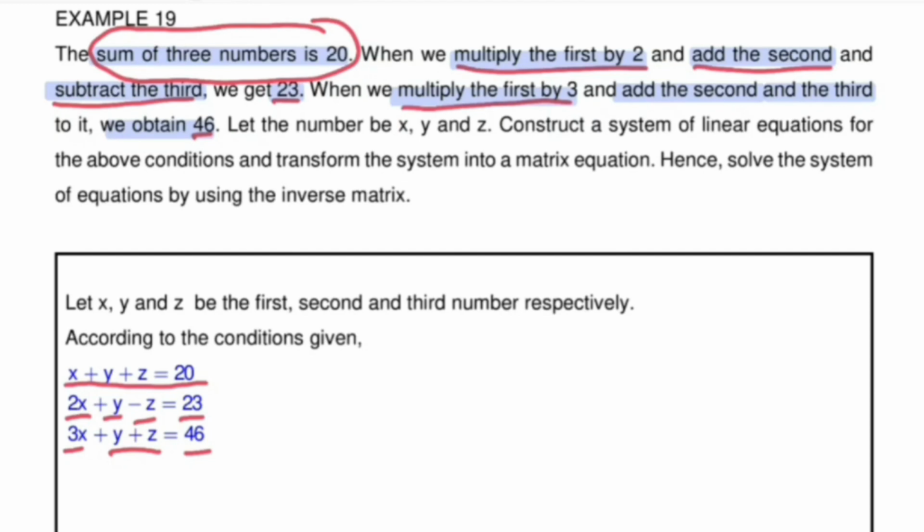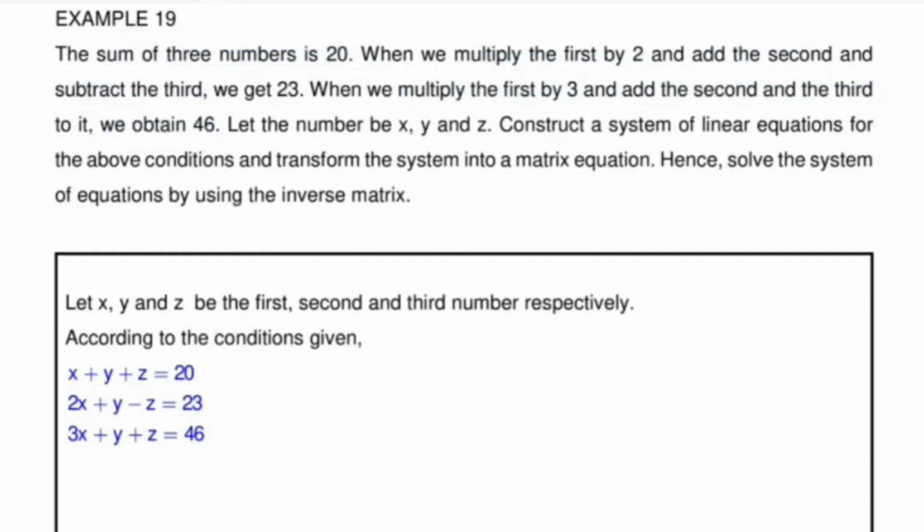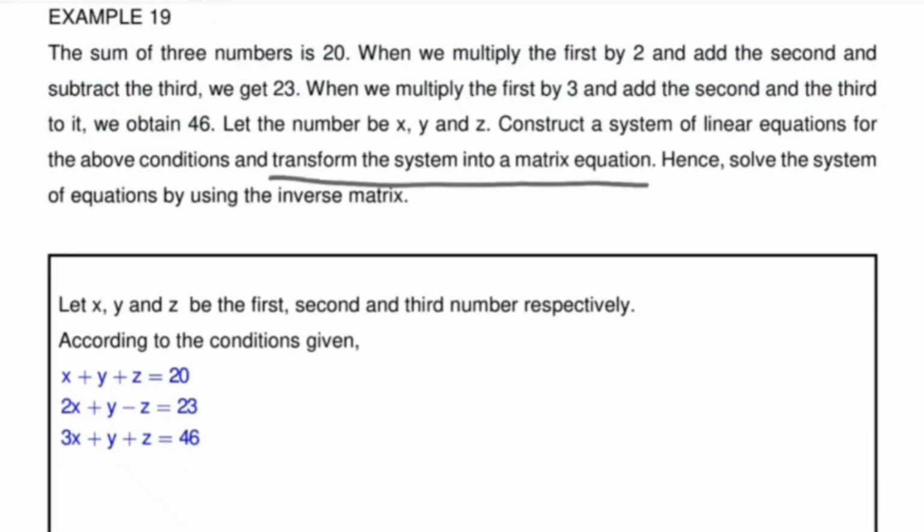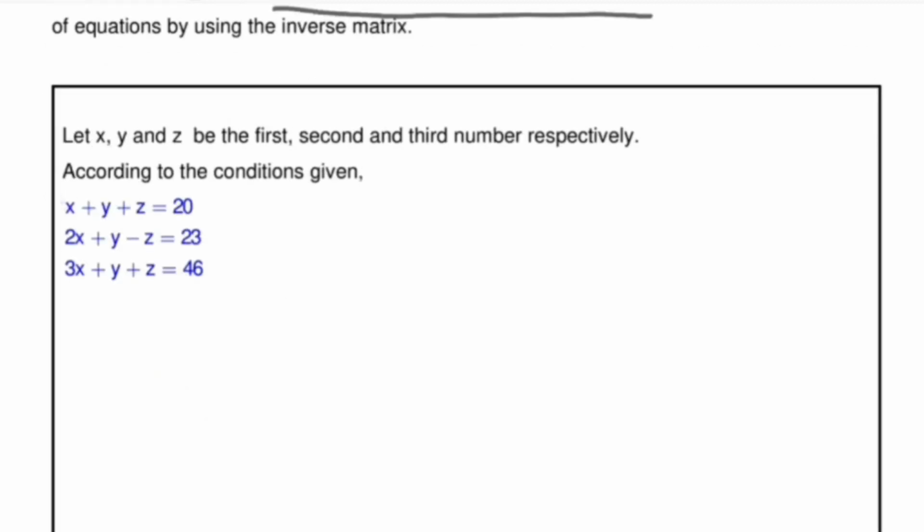So now we have 3 linear equations. We are required to transform the system into a matrix equation. Let's focus on the coefficients first. We have 1x plus 1y plus 1z, and this one here is 2x plus 1y minus 1z, so this is minus 1, and then 3x, and then 1y, then 1z.